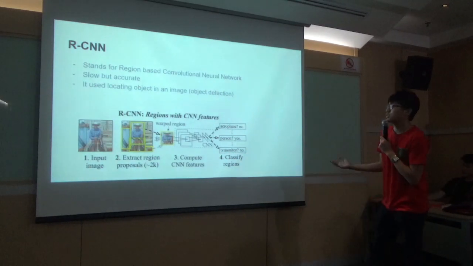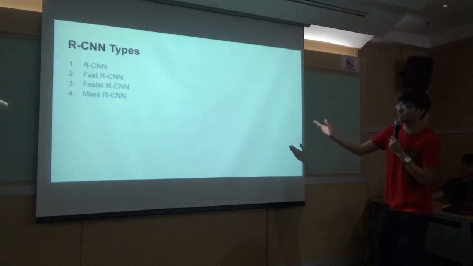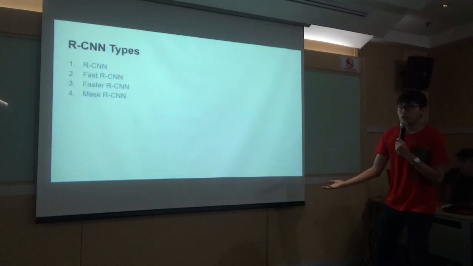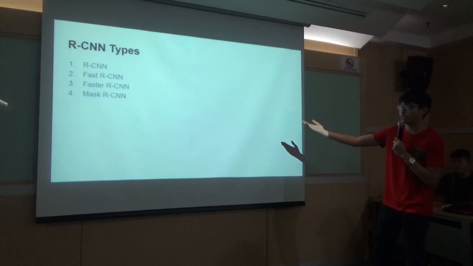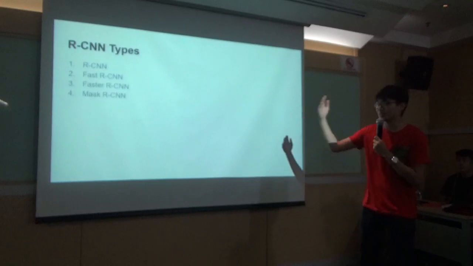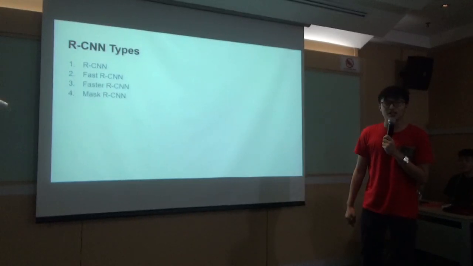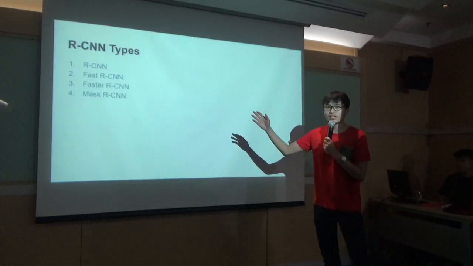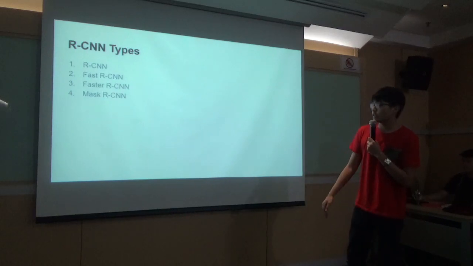Okay, next. There are a lot of types of RCNN: RCNN, fast RCNN, faster RCNN, and mask RCNN. They are all different, just faster. The difference is usually at the CNN part.